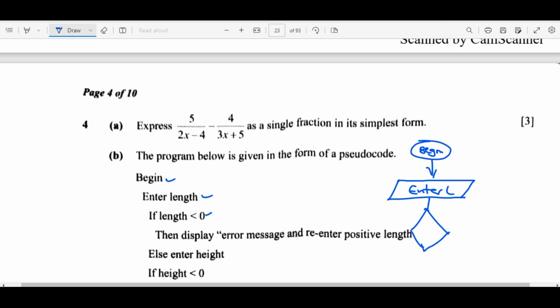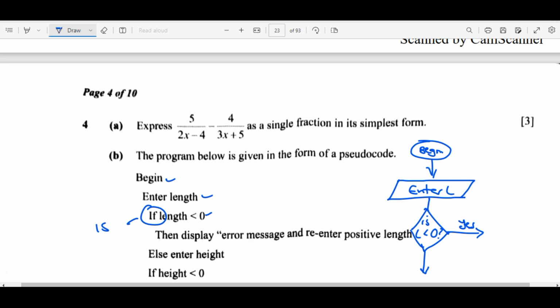So here we write: is L, which is length, less than 0? It is either you say yes or no. So there are two options. If at all we say yes, then display error message and re-enter positive length.